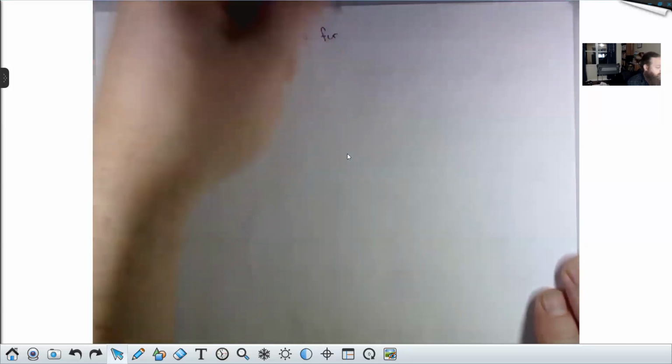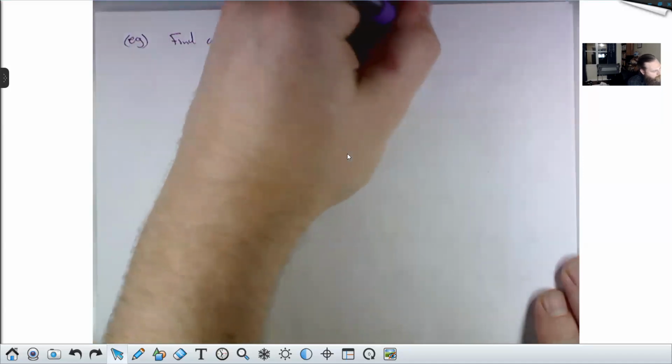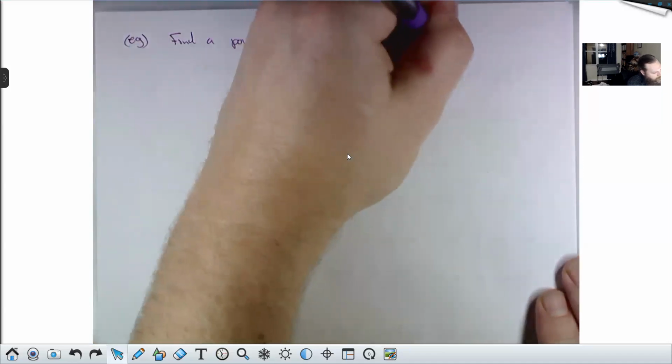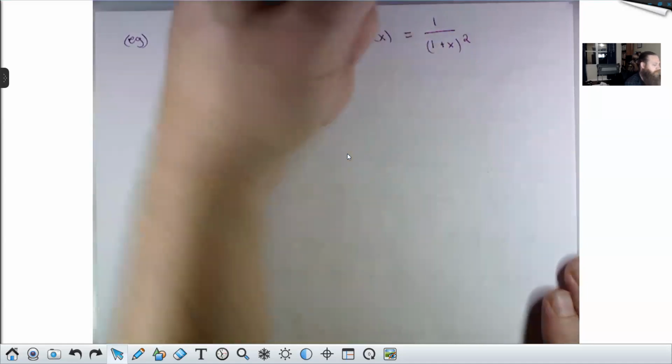There is a new homework today. So we're going to find a power series for 1 over (1 plus x) quantity squared.